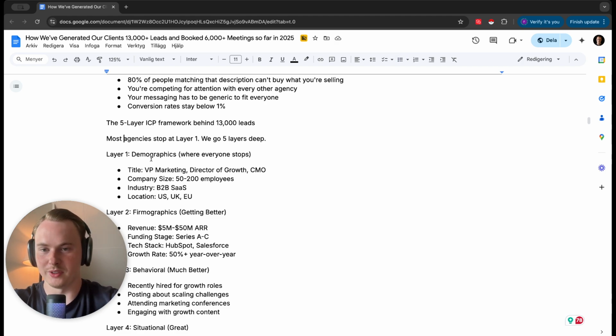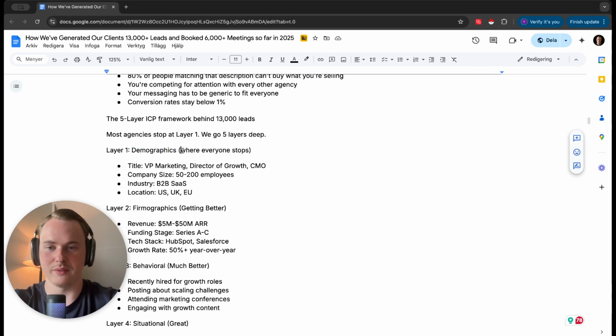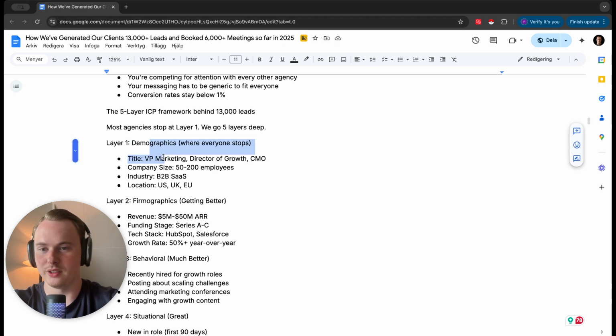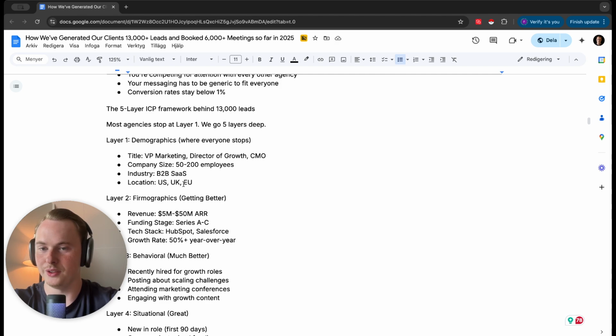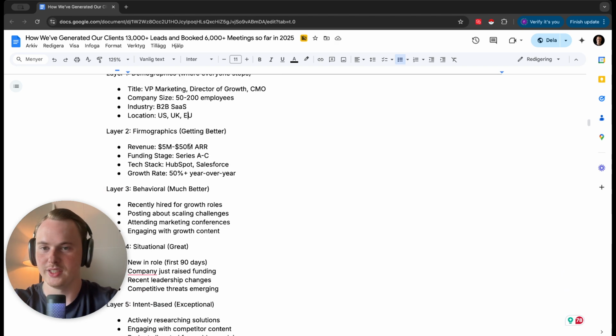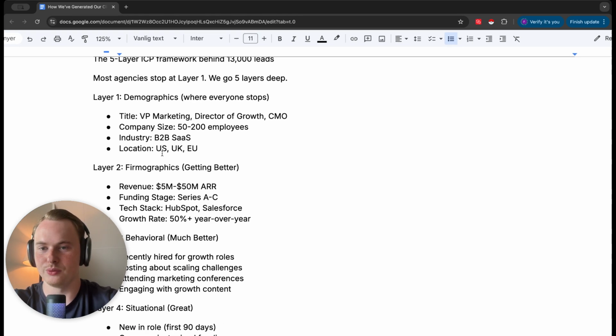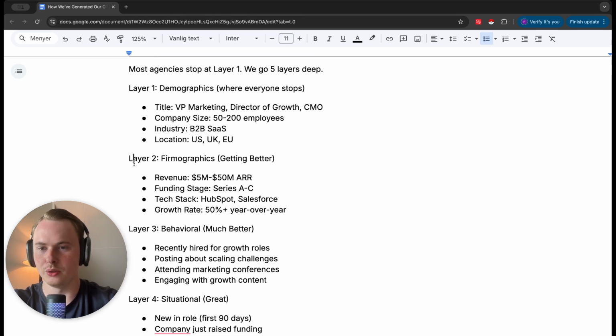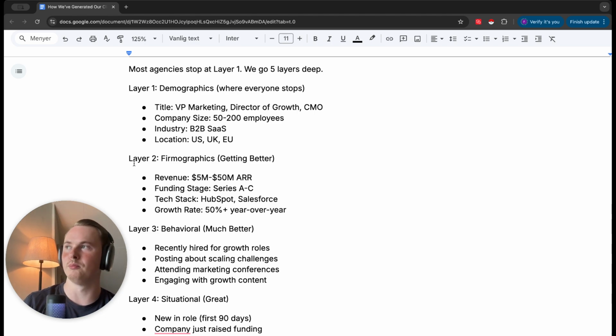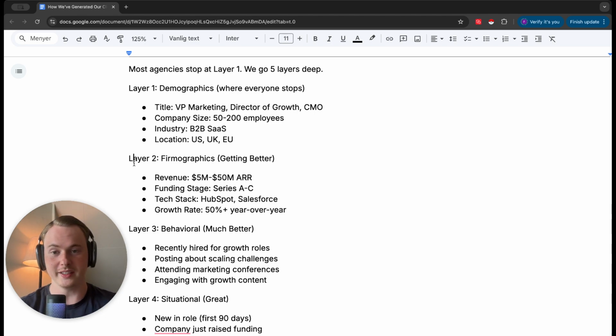Layer 1 is demographics. This is basically where everyone stops. So we have the title, VP Marketing, Director of Growth, CMO. You might want to target companies with 50 to 200 employees in B2B SaaS, in the US, in the UK, and in Europe, pretty much. However, the further down we go, the more in-depth it will be. And now it's starting to get more detailed, and this is exactly what you want, because if you get more specific with your targeting and list, it's pretty much the whole campaign strategy.